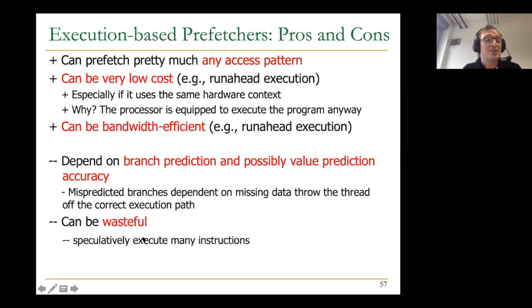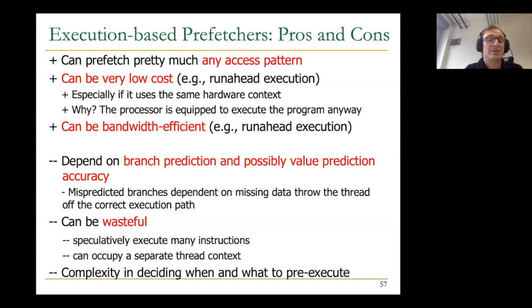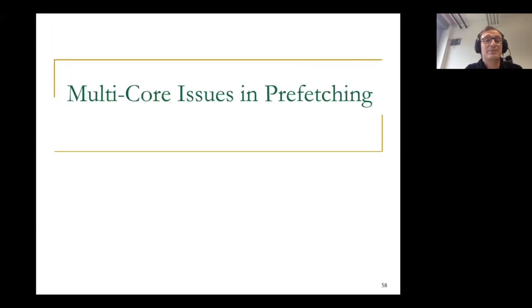It can be wasteful, as you have observed. You can speculatively execute many instructions. As a result, it can be energy inefficient, power inefficient. If you use some other thread context, you can be even more power inefficient. And if you actually flush the pipeline like we do, you can be even more power inefficient, right? So there are multiple reasons why you can be wasteful. And you can occupy a separate thread context as we discussed. And there's some complexity in deciding when and what to pre-execute. These questions are still important to examine, and the answers to them are not perfectly clear in many thread-based, execution-based prefetchers. Okay.